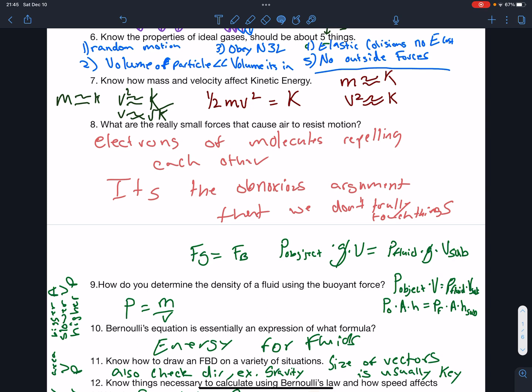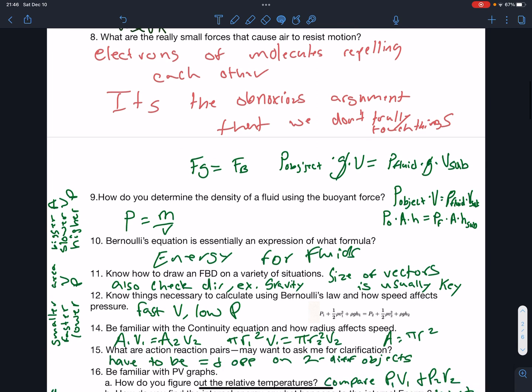and that is what causes the drag force. It's kind of the obnoxious argument that we don't actually touch things. If you've ever heard somebody say, well, you're not actually touching anything because the electrons are repelling each other, it's that. So it's a silly little argument, but nonetheless, there it is. Okay.